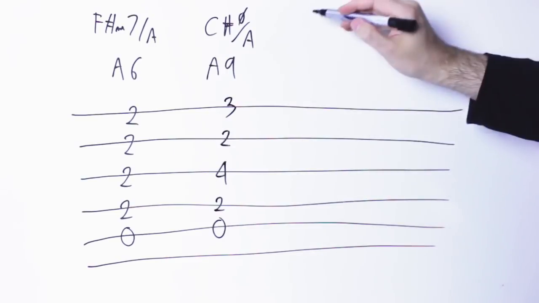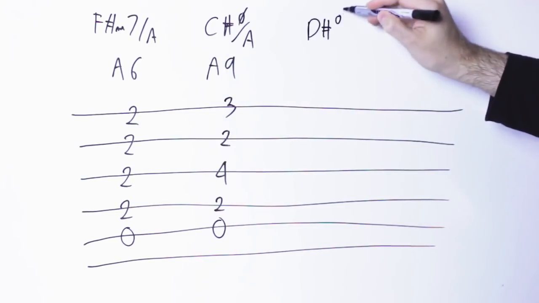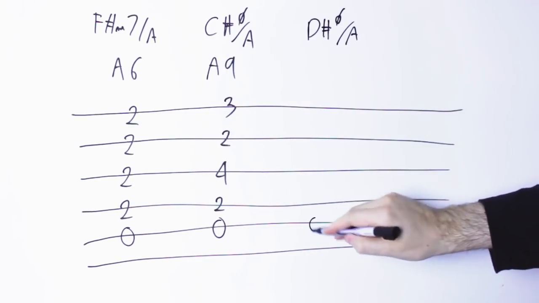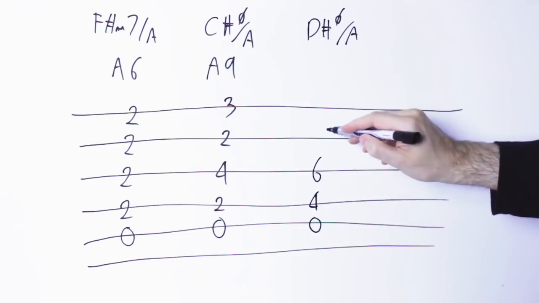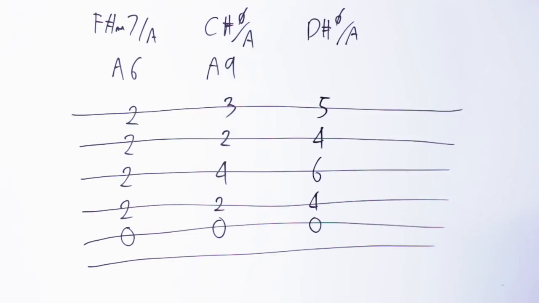Then I'm going to take the D sharp half diminished chord and play it with a bass of A. So I'm just moving all my fingers 2 frets higher on the guitar. I'll leave it to you guys to find the exact naming of this chord.